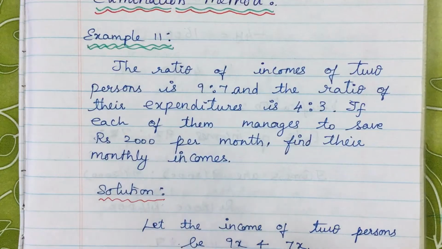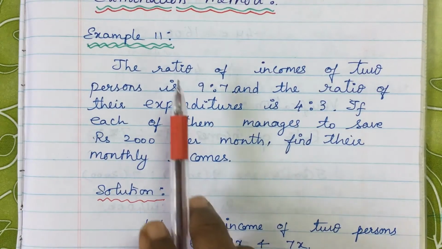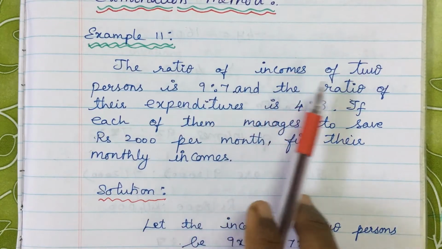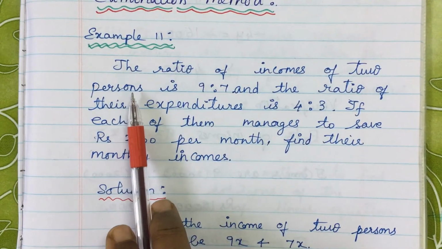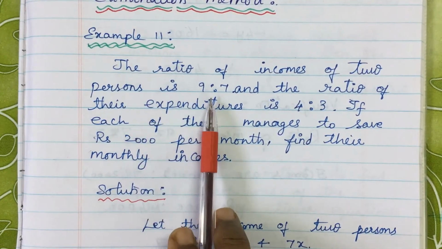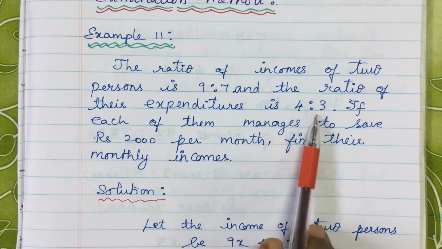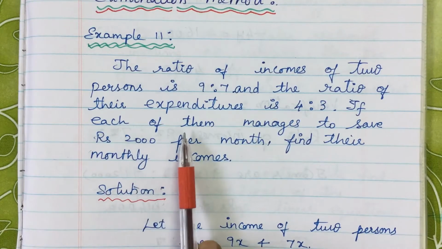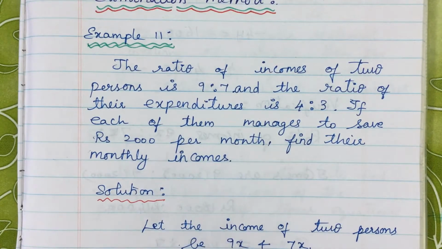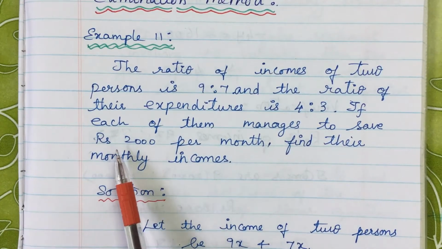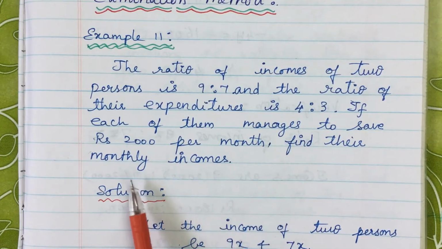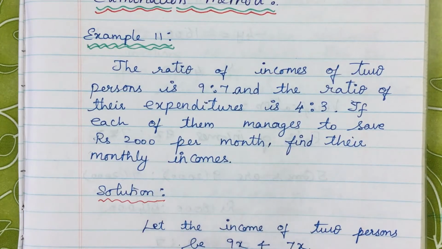Right? Before proceeding to the solution part, you should understand the problem. The ratio of incomes of two persons: so the two persons' incomes are in the ratio 9:7 and their expenses are in the ratio 4:3. Each of them manages to save an amount of rupees 2000 per month. You have to find out the monthly incomes.